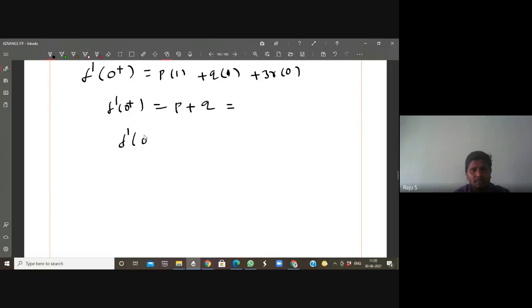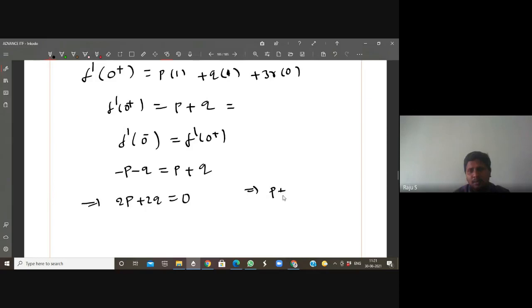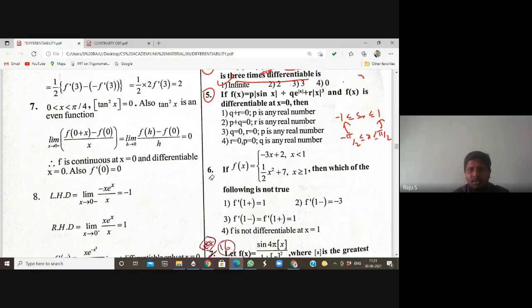f dash of 0 minus is equal to f dash of 0 plus. So at 0 minus we got minus p minus q, which is equal to p plus q. When I take this negative value to the right side, 2p plus 2q is equal to 0, which implies that shall I write p plus q is equal to 0? Is it right? Yeah, finally we got p plus q is equal to 0. Any option here? Yes. What is the correct option? Second option.